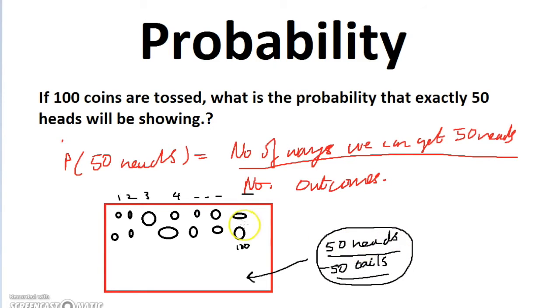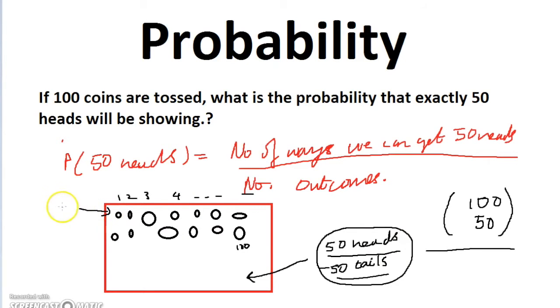If we want 50 heads, how many ways can 50 heads appear on this table? That's just 100 choose 50, isn't it? Because any 50 of these coins, so maybe coin number 4, coin number 100, coin number 3, any configuration of 50 coins on this table is the number of ways 50 heads could be on the table.